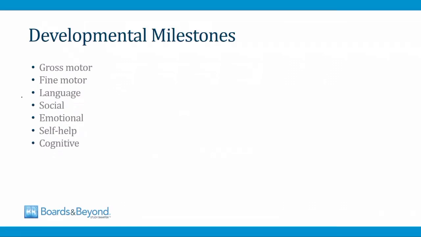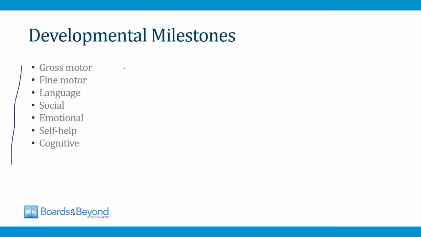The developmental milestones are broken down into categories, and I've listed some of the important categories here on this slide. And within each of these categories, there are dozens of milestones as far as what a child should be able to do at various ages, ranging everywhere from birth up to 4 or 5 years old.